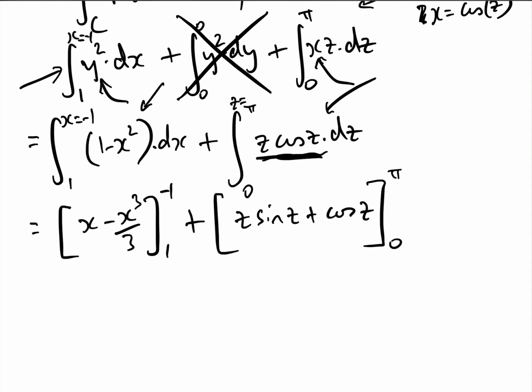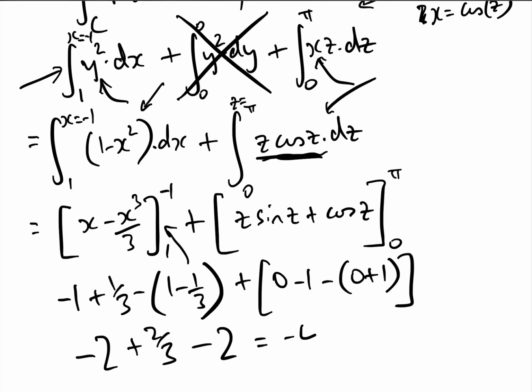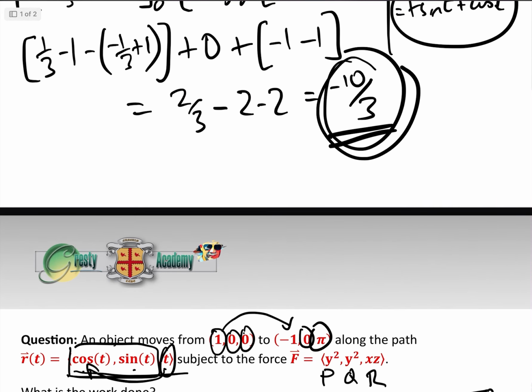So all we need to do now is put all our values in. So that's minus 1, add a third, minus brackets 1 minus a third, add 0 minus 1 minus 0 plus 1. And just being very careful with our signs, that gives us minus 2, add 2 thirds, minus 2, which again is minus 4, add 2 thirds, which is minus 10 over 3, which obviously agrees with the other way of doing it.